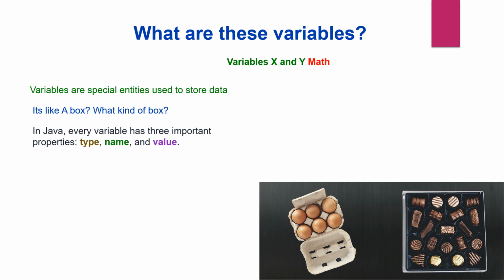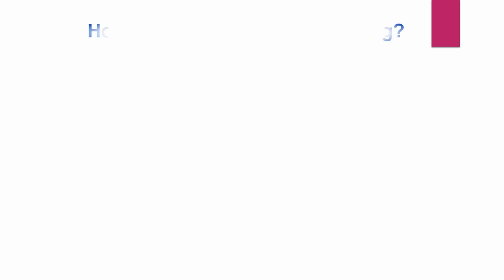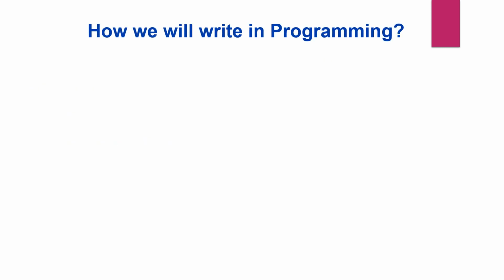In Java, every variable has three important properties: the type of the variable, the name of the variable, and the value of the variable. Different kinds of boxes are used to store different kinds of things inside them. Same concept here: we have different kinds of variables and we can store only matching values inside them. So let's take examples of how we write variables in programming.